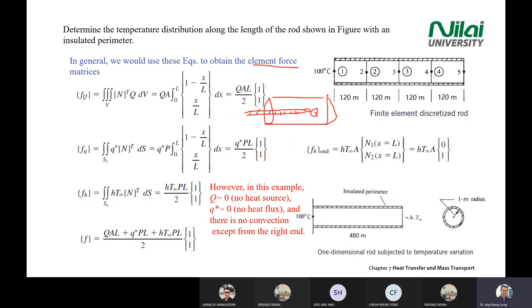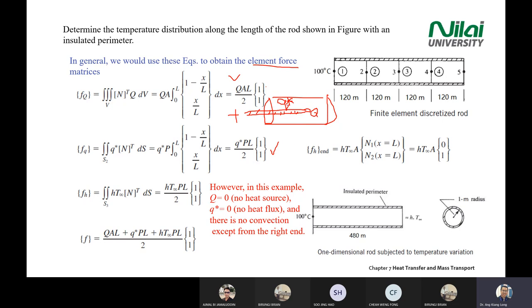Then you can find the element force by using the first equation, if there is a heating element inside the bar or the beam or the rod and so on. Okay, so the next one is that if you're given the heat flux Q star, or mention that there is a heat flux in the system, then you use the second equation. I mean, first one plus second one.